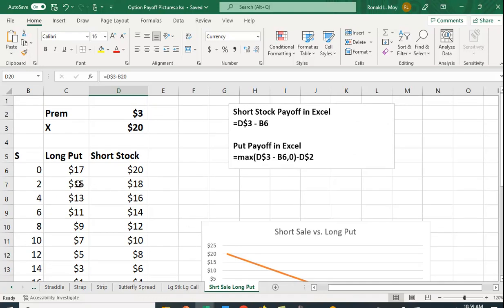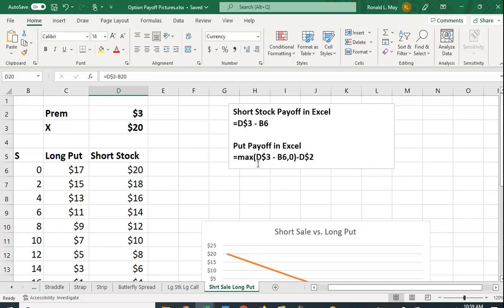Now, what a put option does is allow you to sell at the exercise price, but it doesn't obligate you to. So you have the right, but not the obligation, to sell at 20. And for that privilege, you pay a premium. So we're going to assume the premium is $3. And again, the exercise price is 20.